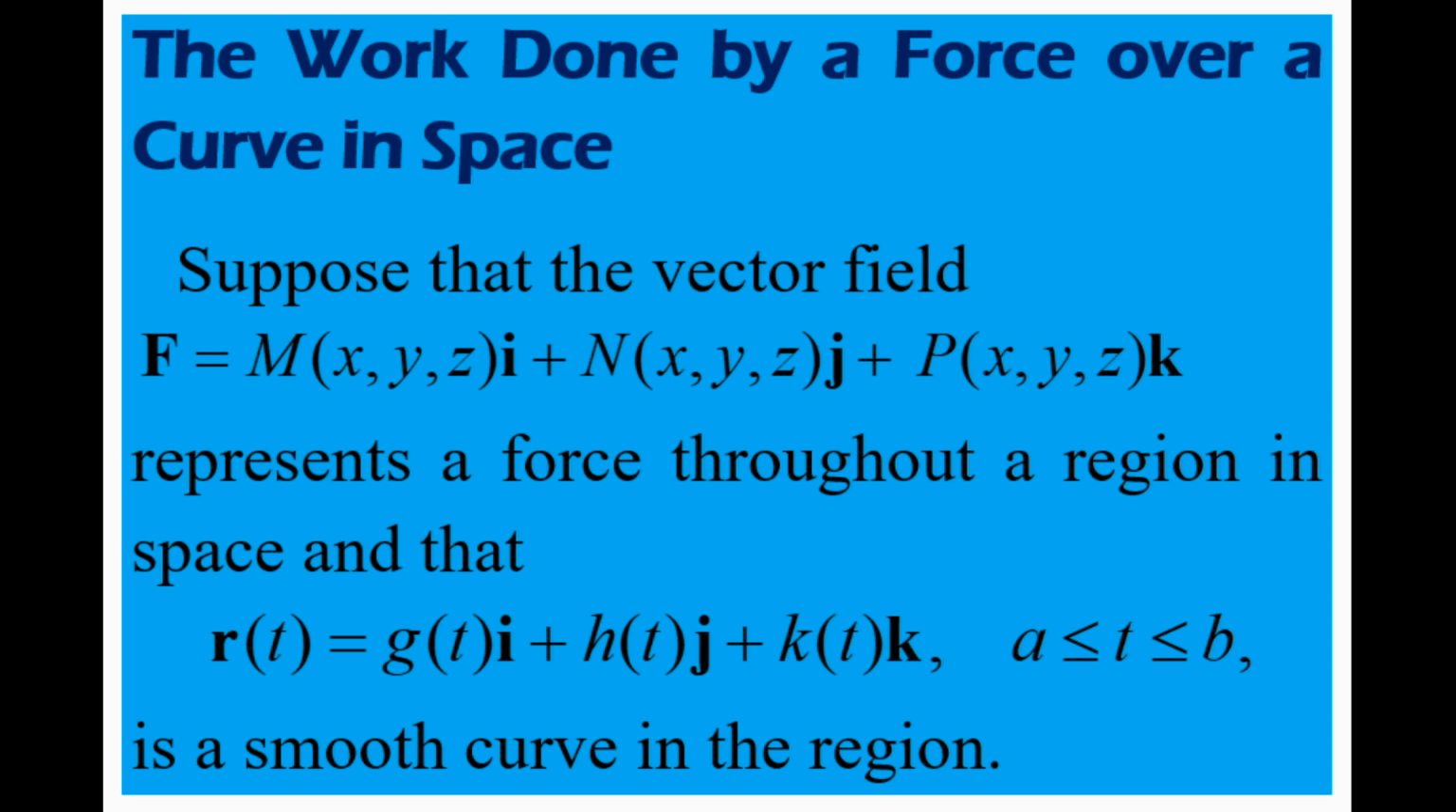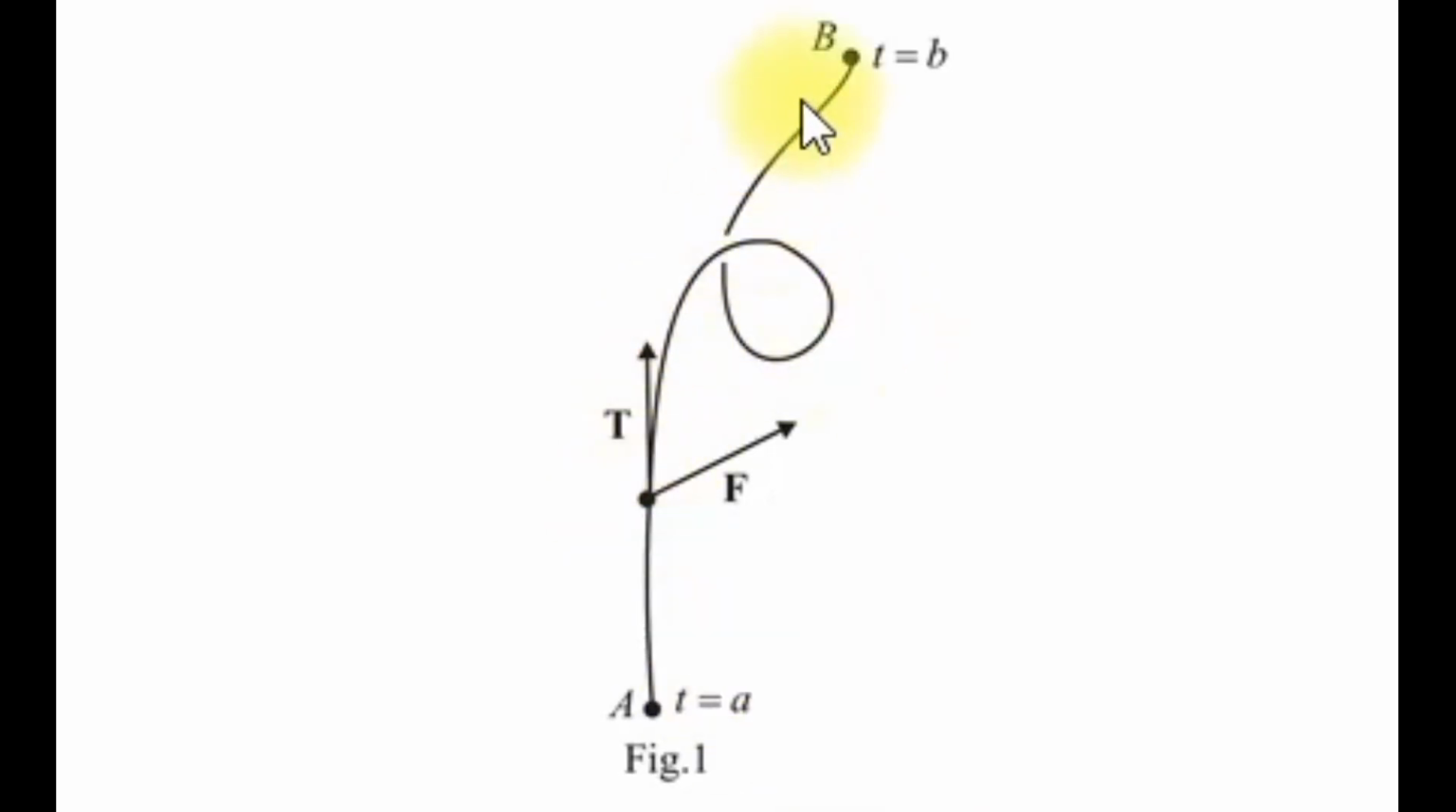And suppose that this force is acting upon a curve given by the vector valued function r of t is equal to g of t i plus h of t j plus k of t k, where the parameter t varies over some closed interval [a, b]. Moreover, we assume that the curve r of t is smooth. The curve shown in the figure does not intersect at this point. We have drawn it like this to show that this is a curve in space. The curve begins from the point A that corresponds to t equal to a, and the terminal point is the point B which corresponds to t equal to b.